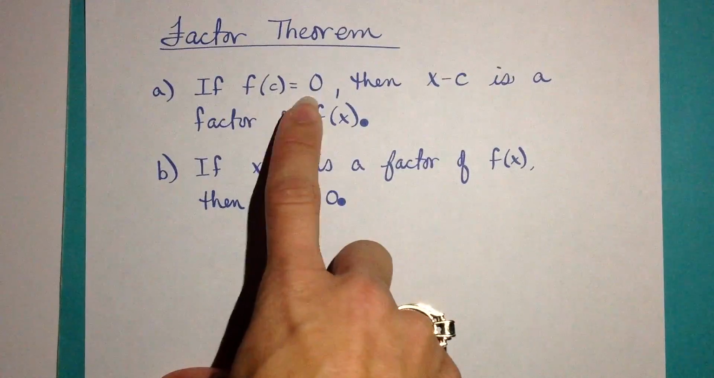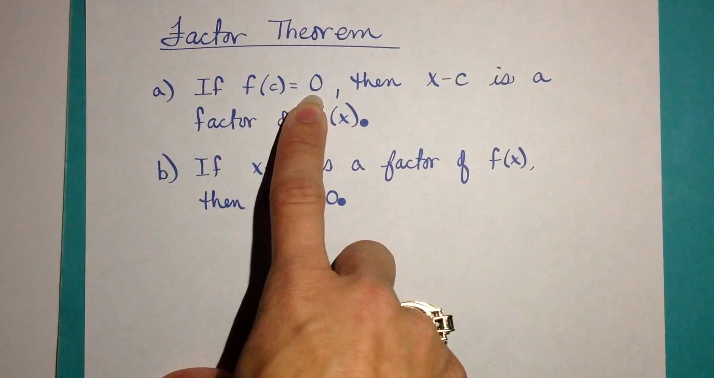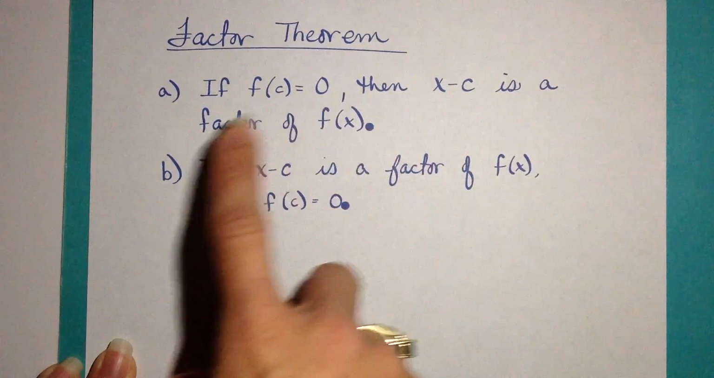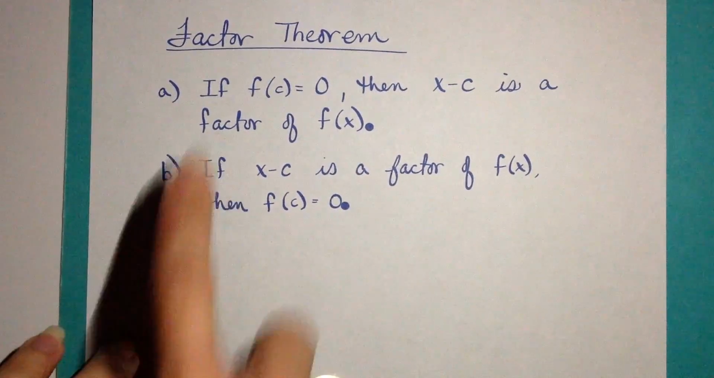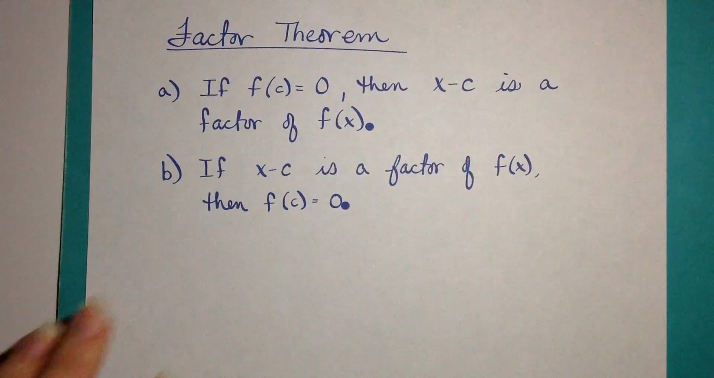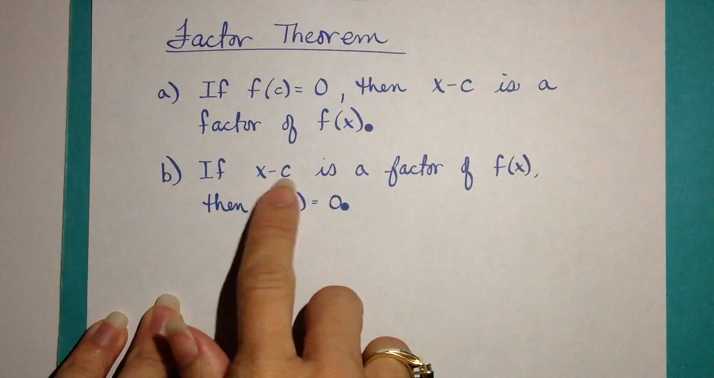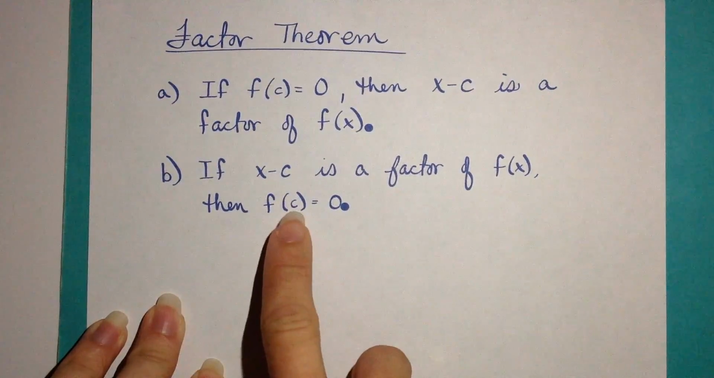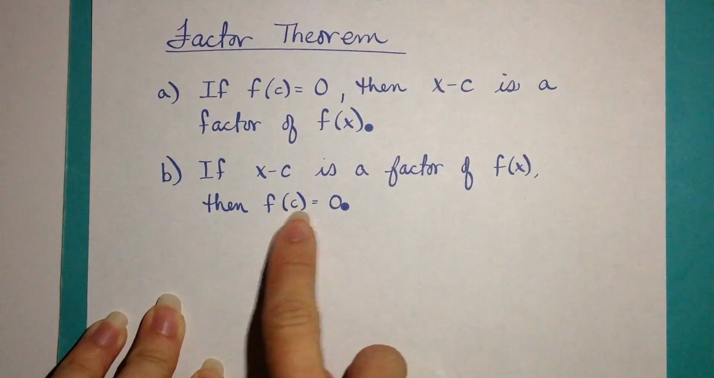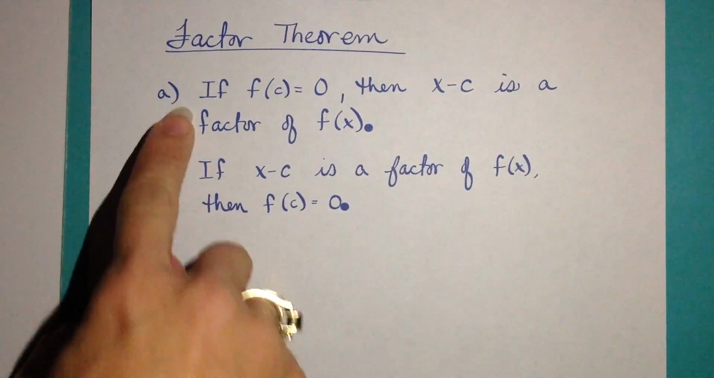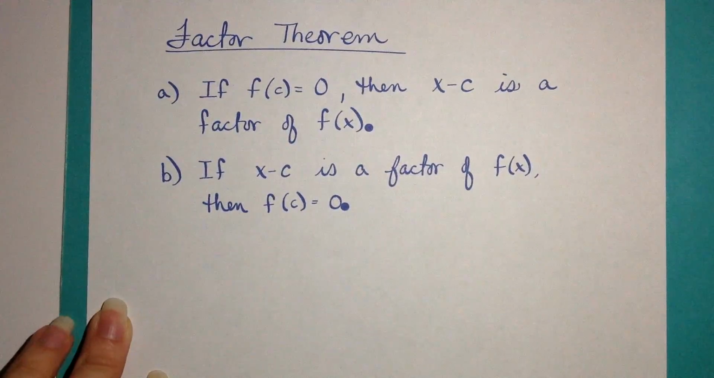So if you get a remainder of 0, which means it divides evenly, then x minus c is called a factor. If you don't have a remainder of 0, you cannot refer to it as being a factor. Then, if you know that x minus c is a factor, when you evaluate it, your f of c should equal 0. So basically these are just kind of reverse statements that state the same thing.